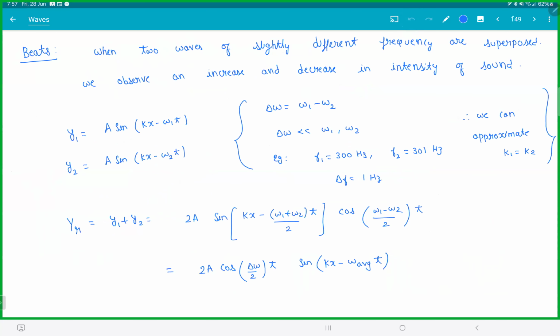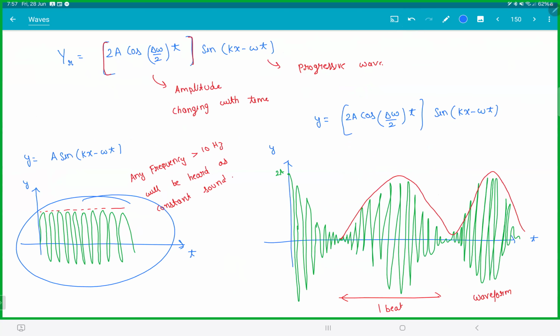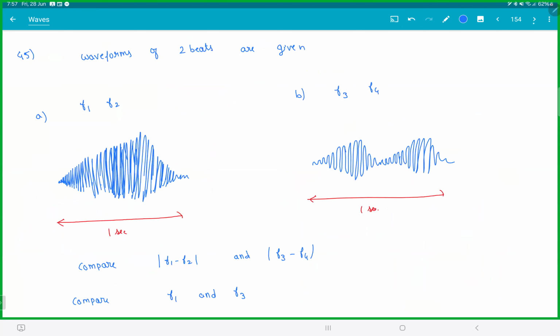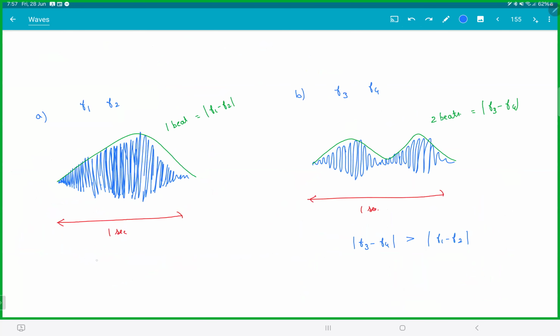Regularly, the wave should have been like this, isn't it? This wave became like this, no? Meaning the number of waves can't change. So in 1 second, if you see, there are more waves here compared to B. So F1 is greater than F3. You can even say F2 is greater than F4.